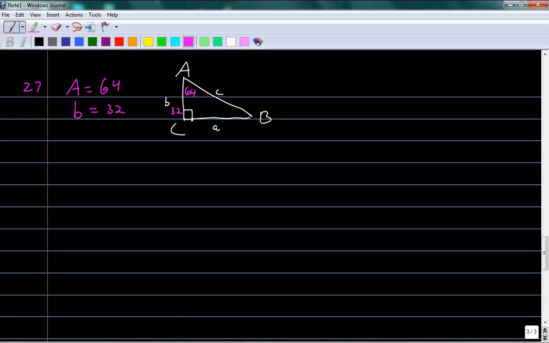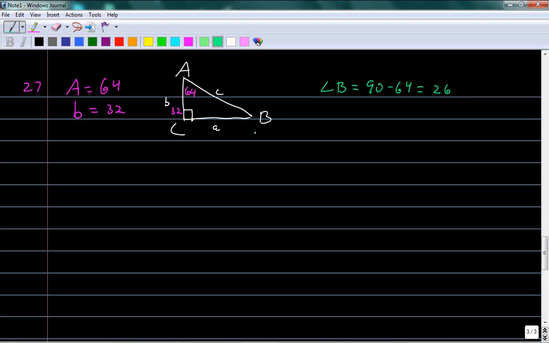For number 27, once again, it's very similar to number 23. The information is drawn in, and we're trying to solve this triangle, which means we need to find the other missing pieces. The first piece that we're going to find is angle B. I'm going to find angle B by doing 90 minus 64, which in this case is 26. So angle B is 26 degrees.